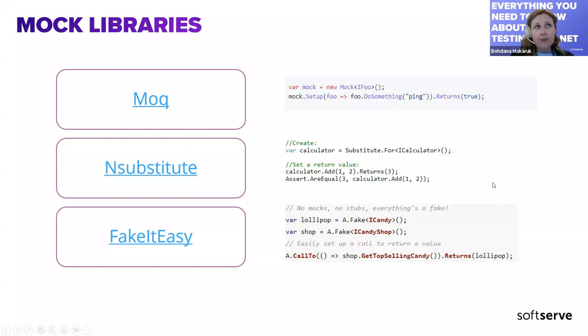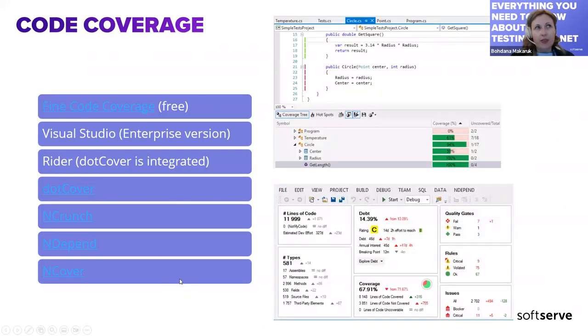Let's go to code coverage tools. The most popular tools for code coverage are present in the list. Code coverage tools measure which lines of code are tested and which aren't. Fine Code Coverage, for example, is free, and it's an extension for Visual Studio, and we used it on my latest project. In case you're using the enterprise version of Visual Studio or the Rider IDE, they have integrated their own code coverage tools. dotCover is integrated into Rider, and it's a really powerful tool that can be used as an extension for Visual Studio as well. And it has a 30 days trial period.